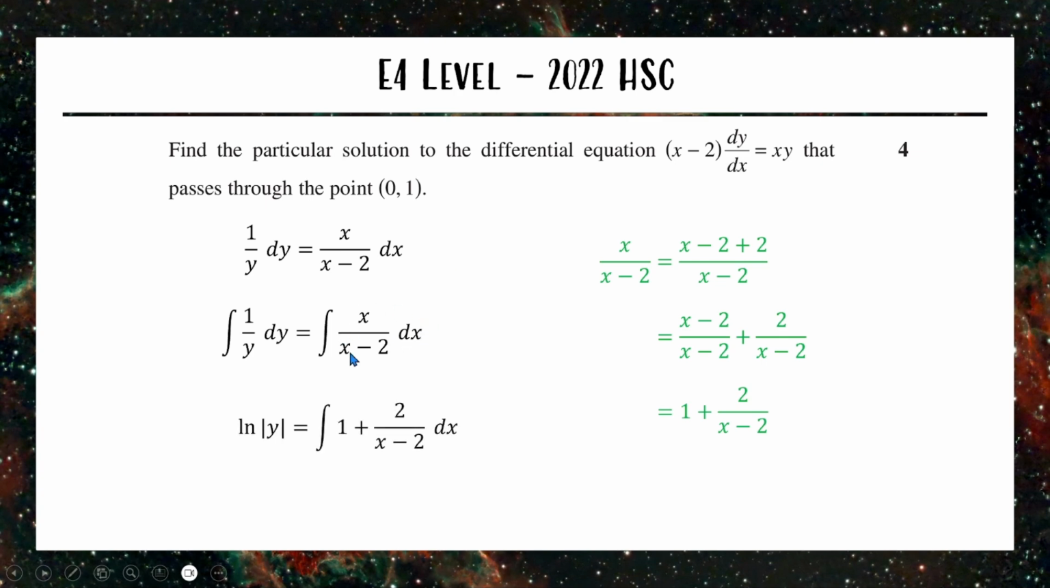So anyway, chucking that in on the right, writing this as two fractions. Left-hand side integrates using a natural log, and then the right-hand side is going to integrate. We're going to have 1 turning into an x, and we're going to have this turning into 2 times the natural log of x minus 2, because the derivative of the bottom would be 1.